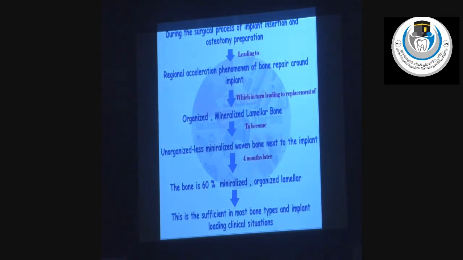And the reason why we sometimes wait for 4 months is, from the histological view, that when we prepare the osteotomy, the bone has to become organized and mineralized laminar bone, and it needs about 4 months to become mineralized and organized laminar bone, which is sufficient for implant stability.